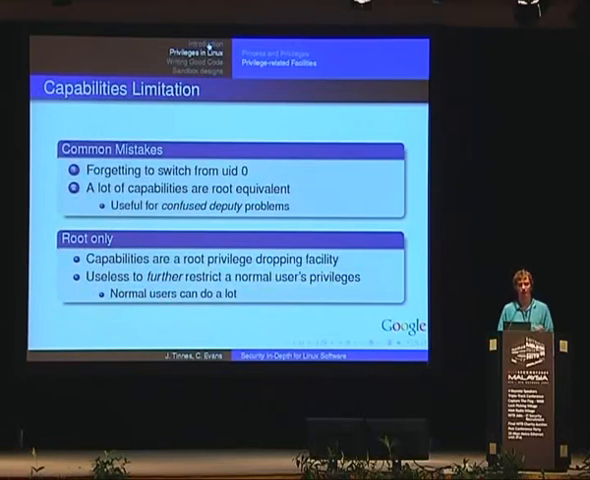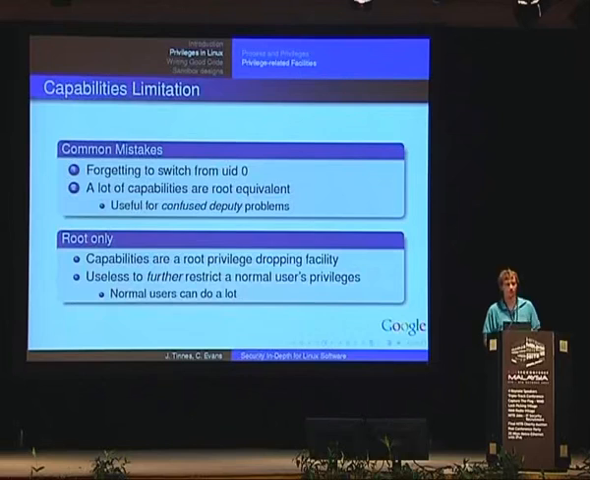Capabilities have a few limitations. The first common mistake that you can see usually is forgetting to switch from UID 0. Even if you drop all capabilities or most capabilities, you have to switch from UID 0. Second mistake is a lot of capabilities are root equivalent. So for instance, there is a capability that allows you to load modules into the kernel. So obviously that's root equivalent. So in this case, we say capabilities are only useful for confused deputy problems in this particular case. But you can also make good use of capabilities if you know what you're doing.